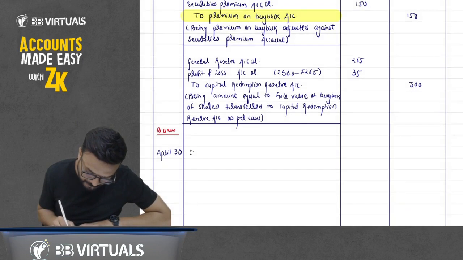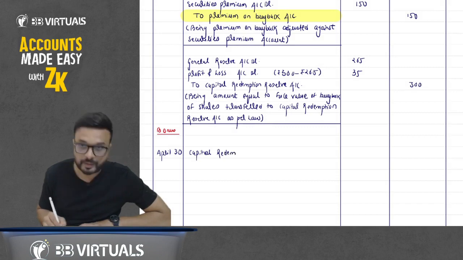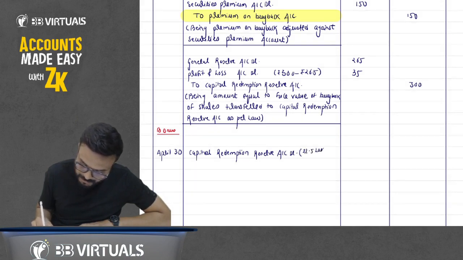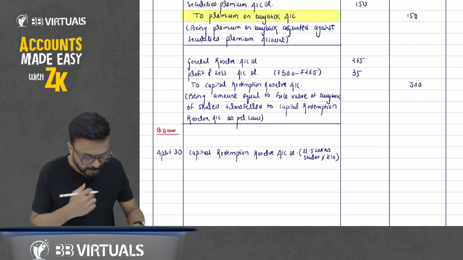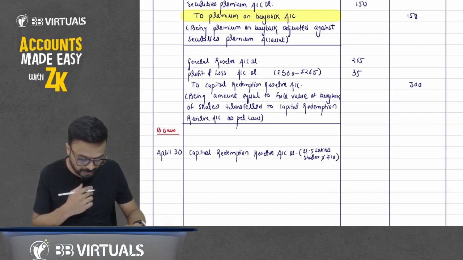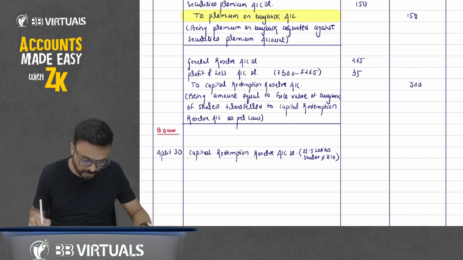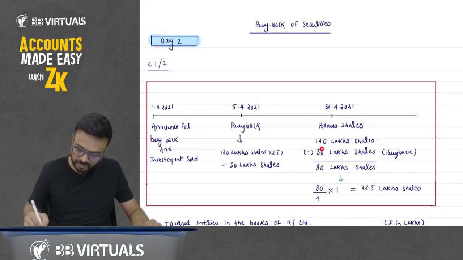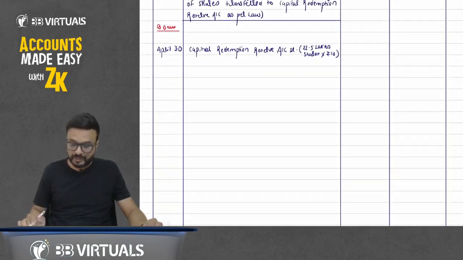So we will debit it on April 30: capital redemption reserve account debit, 22.5 lakh shares multiplied by 1, each of rupees 10. I will make a working note on how I have calculated this. We can write here working note 1, on the number of shares bought back; we discussed this roughly this year. Don't worry.